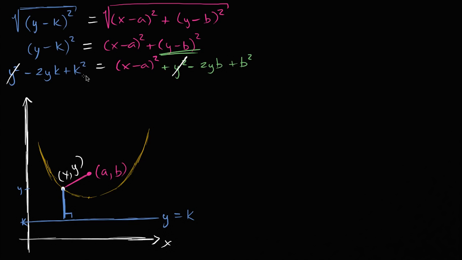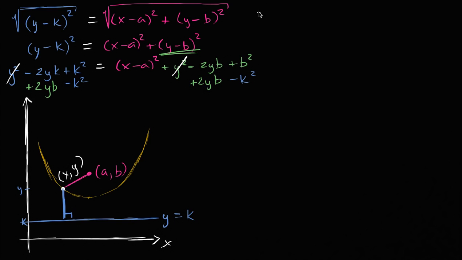Now let's get the k squared on this side. So let's subtract k squared from both sides. That's going to get rid of it on the left-hand side. And now let's add 2yb to both sides, so we have all the y's on the left-hand side. So plus 2yb, that's going to give us a 2yb on the left-hand side, plus 2yb.